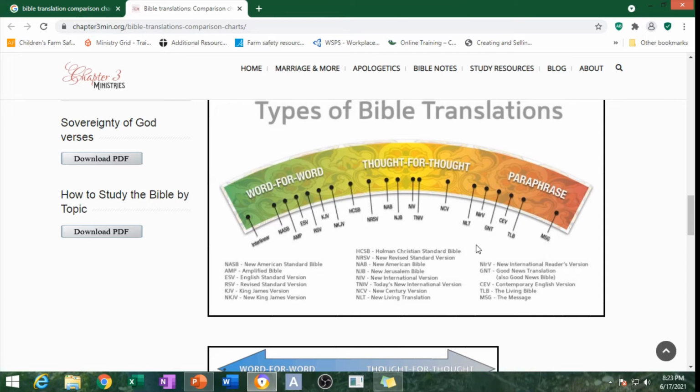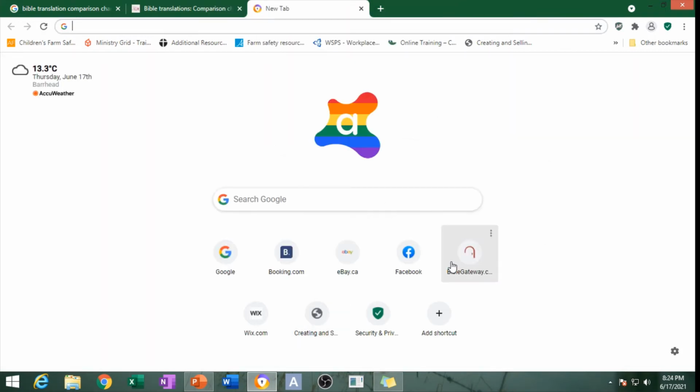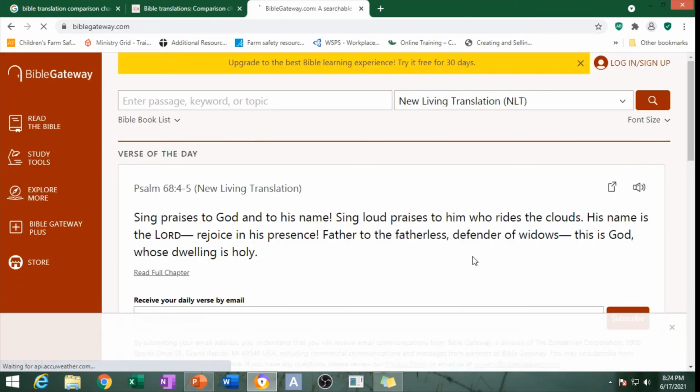So, if you're studying a Bible passage in depth and you really want to make sure you're getting it, I would recommend that you read a few different translations. And you can do this in the Bible software. We have Bible Gateway. Remember, we've looked at this in a previous video.